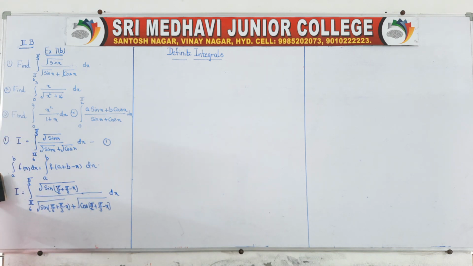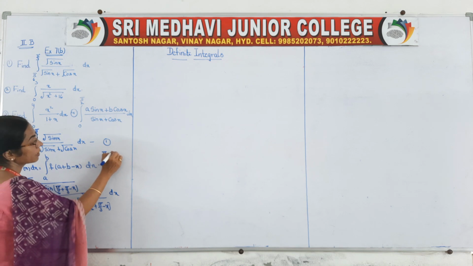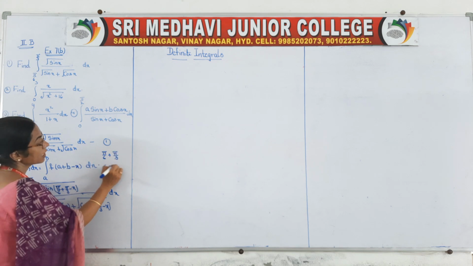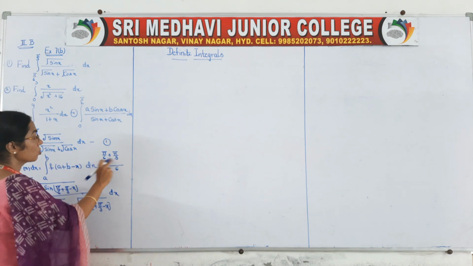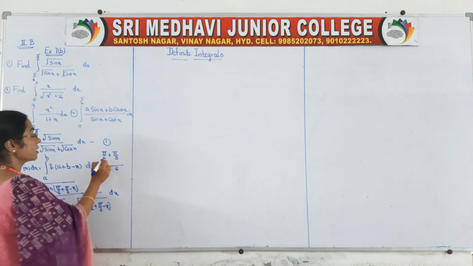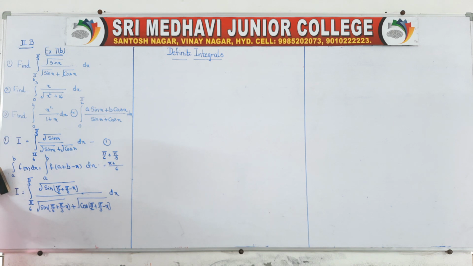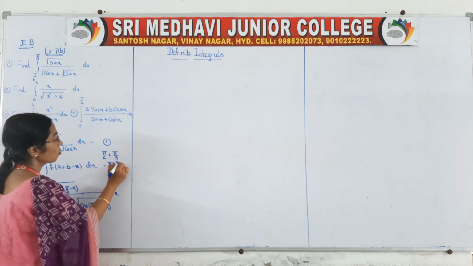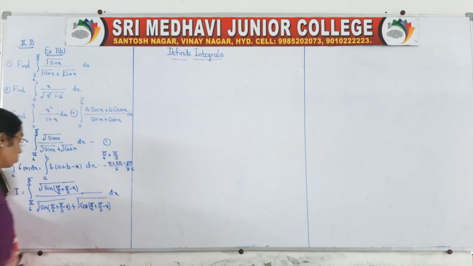Okay, so now take the LCM of pi by 6 plus pi by 3. What is the LCM? 6 is the LCM. Now how can we take these values? This is pi and this is 3 twos are 2 pi, so it is equal to 3 pi by 6. 3 ones are 3, 3 twos are 6, so it is pi by 2.